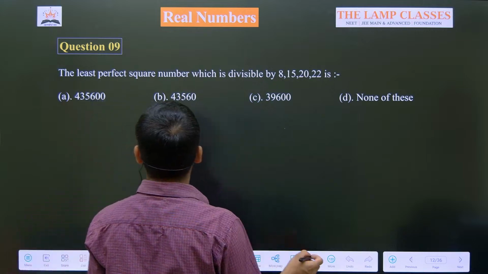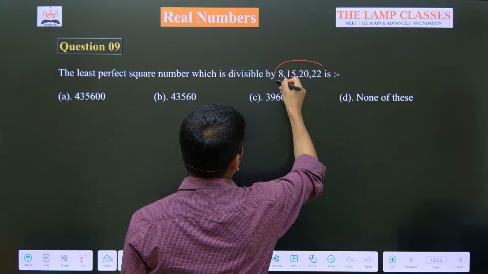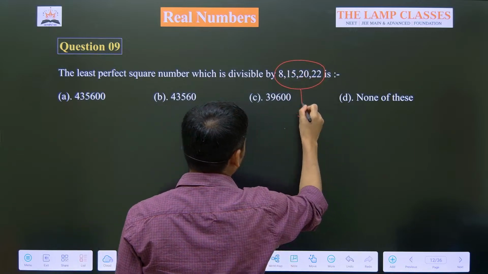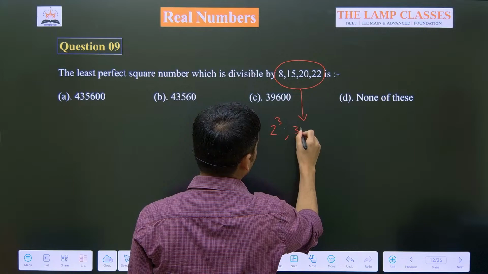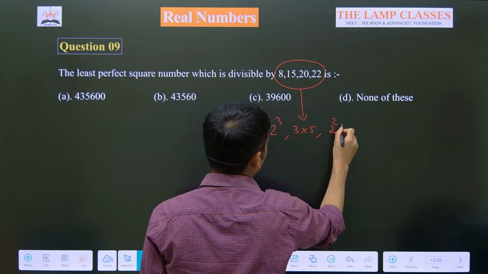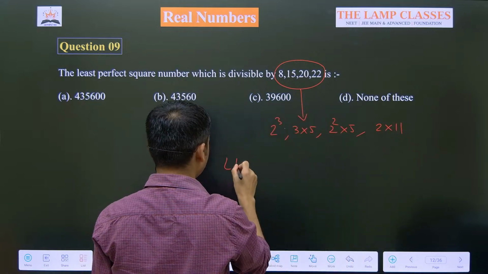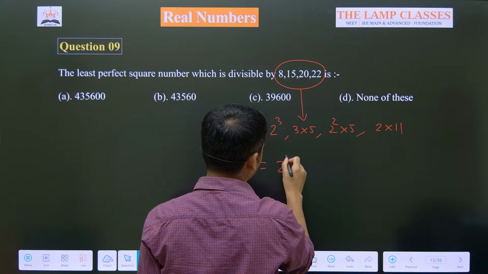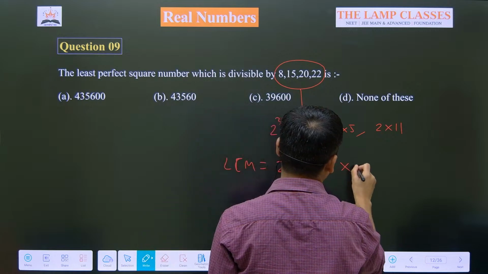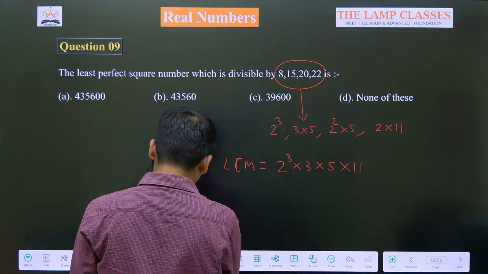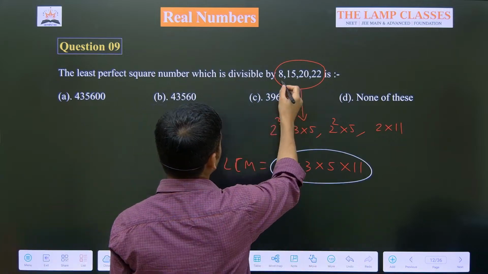Okay, so whenever we are finding the least number which is divisible by, we have to find the LCM of that. Are you getting? First we should find the LCM, and for LCM, prime factorization. 8 can be written as 2 cube, 15 is 3 into 5, 20 is 2 square into 5, and 22 is 2 into 11. What is the LCM of these? 2 raised to 3 into 3 into 5 into 11. This is the LCM, the smallest number which is divisible by all of these numbers.